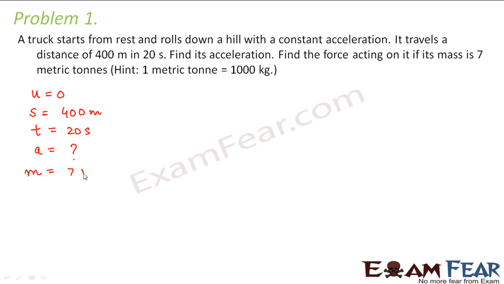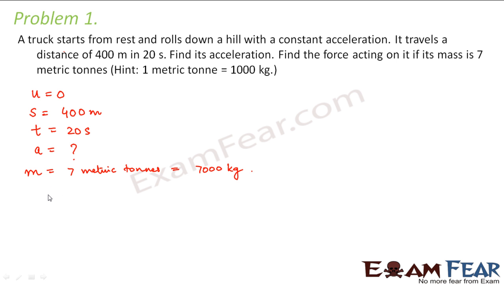So what is the mass? 7 metric tons. But we need the mass in SI unit, that is kg. Here it is given 1 metric ton is 1000 kg. So 7 metric tons would be 7000 kgs. Now, in order to solve these problems related to motion, we will need the kinematic equations of motion on and off. So we will be making use of those three equations.